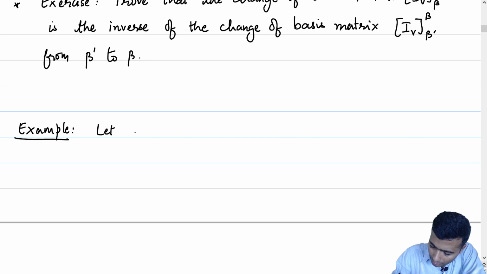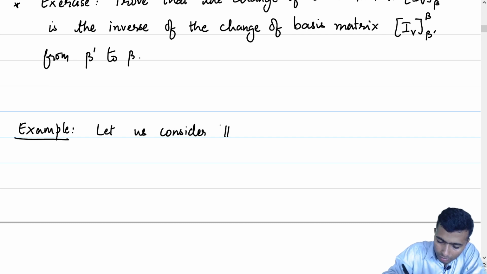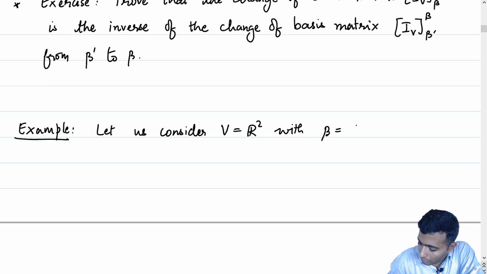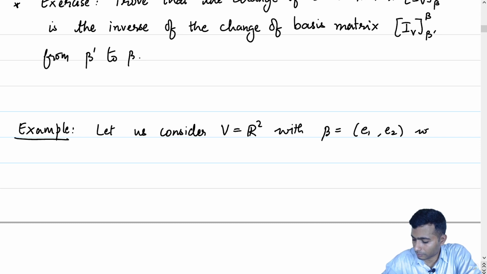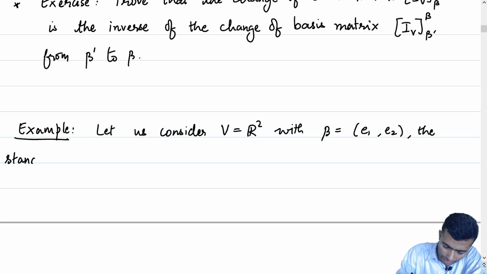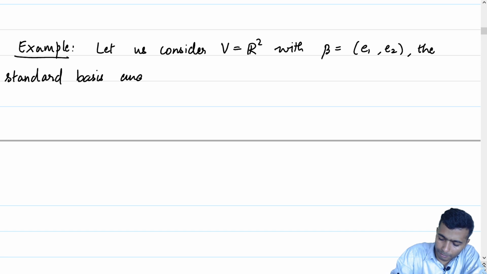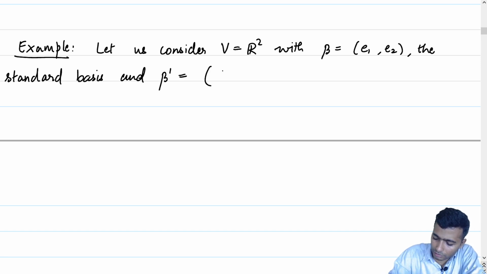Let us consider V to be just R2, with beta the standard basis, e1 which is (1, 0) and e2 which is (0, 1), the standard basis, and beta prime be the vectors, maybe (1, 1) and (1, -1).